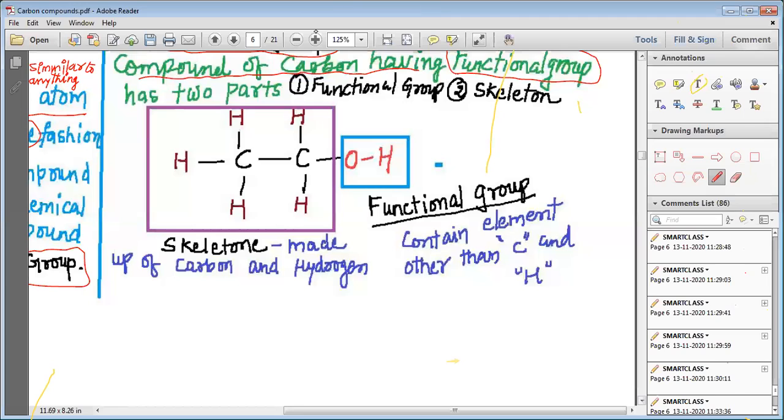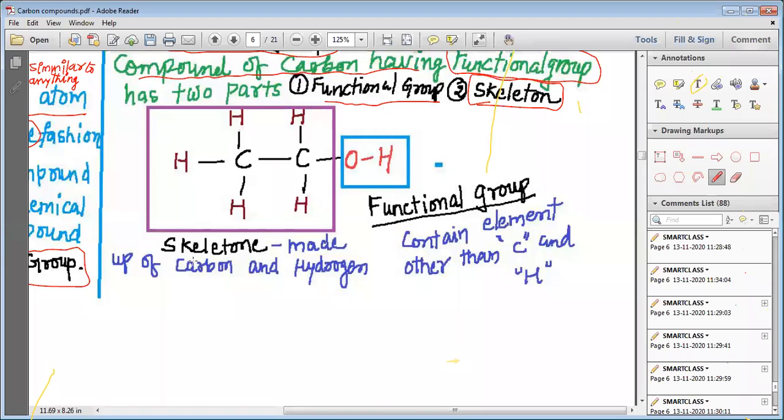So a compound of carbon having functional group has two parts. The first part of that carbon compound is known as the functional group. The other part of the carbon compound is known as the skeleton. You can see here that I have shown you the carbon compound. This carbon compound has two parts.